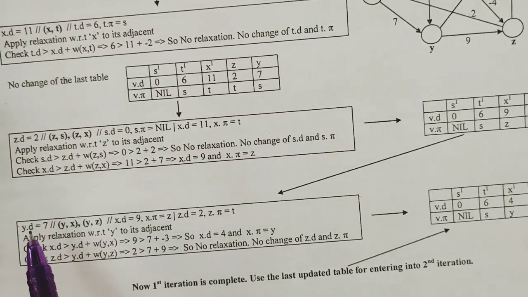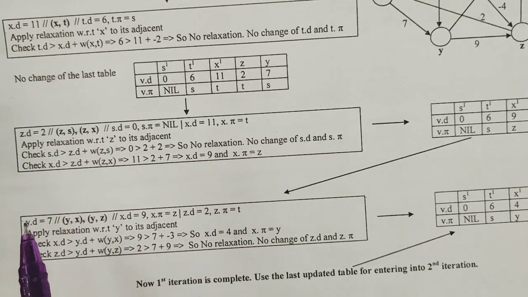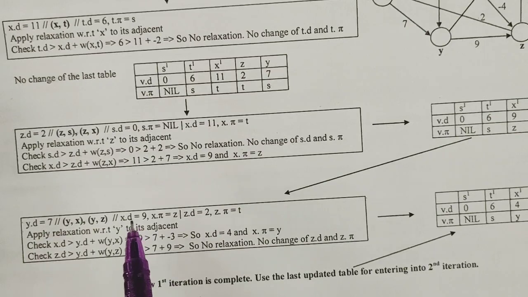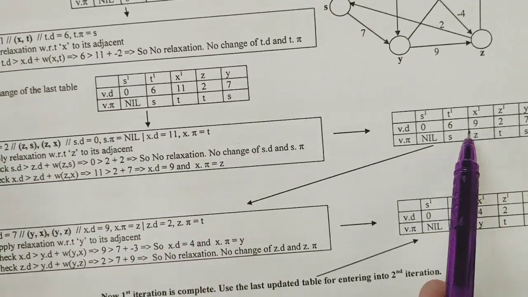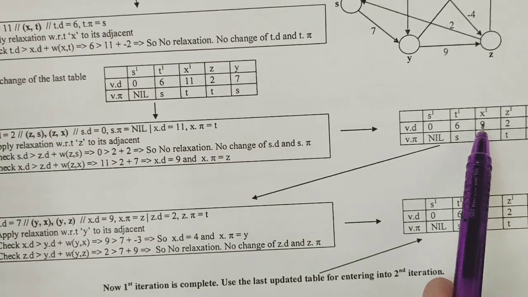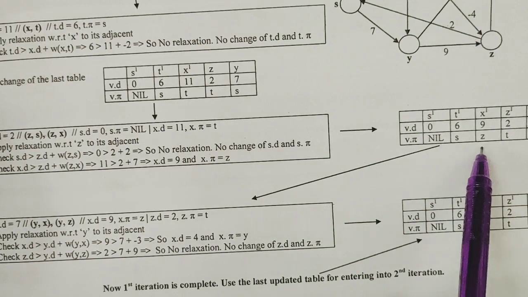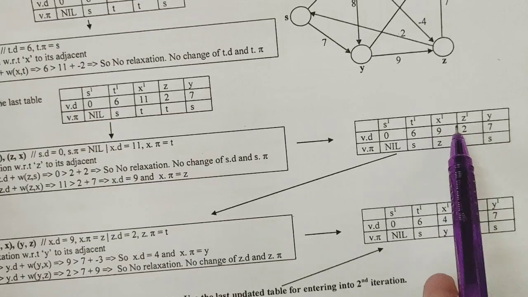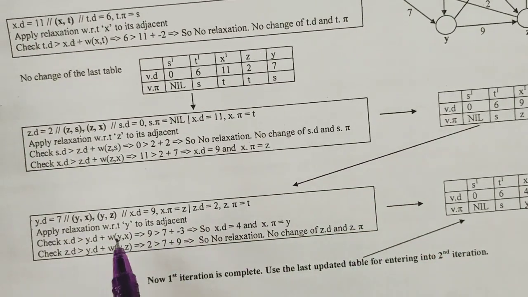So Y is the main vertex for which you have to go for relaxation with respect to Y to X and Y to Z. There may be successful relaxation, there may be unsuccessful relaxation, we have to check it. The current value of X dot D is 9, because I told you repeatedly you have to use the updated table. X dot D is 9 and X dot pi is Z. What is Z dot D and Z dot pi? Z dot D is 2 and Z dot pi is T.